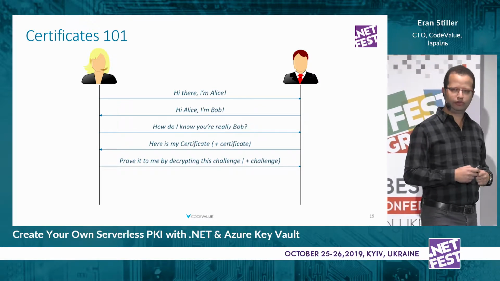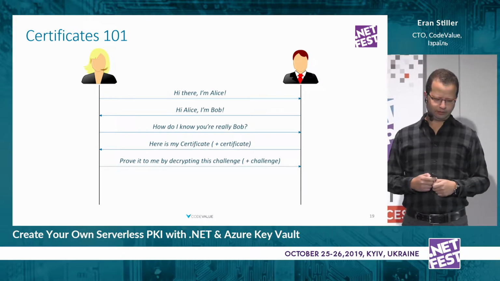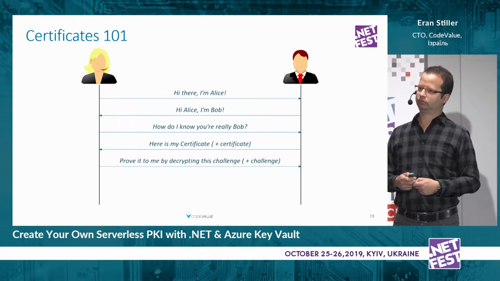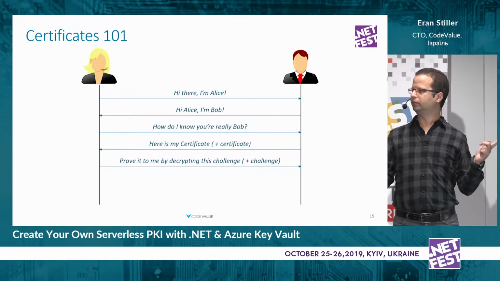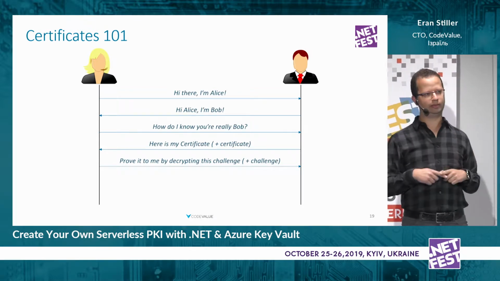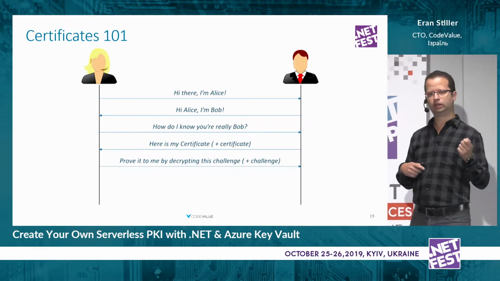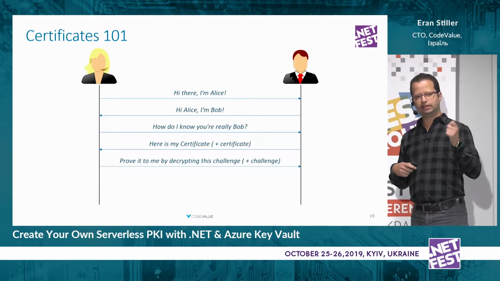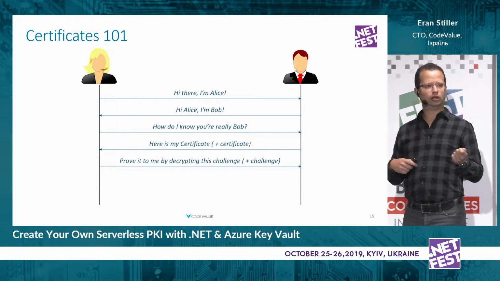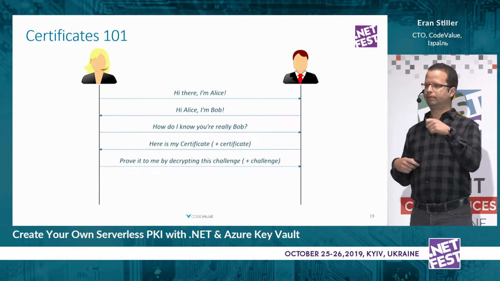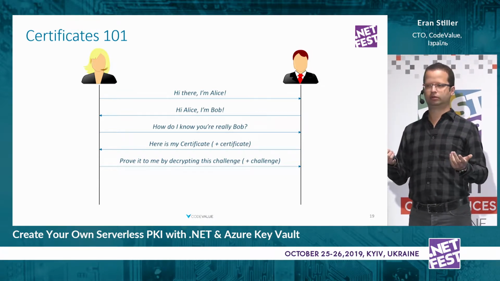So for that, we use a bit of cryptography, and Alice gives a challenge to Bob. What she can do is she can take the public key, create a random string, encrypt it with the public key, and send it to Bob. Now, asymmetric cryptography tells us that if we encrypted something with a public key, only the entity who owns the private key can decrypt it.